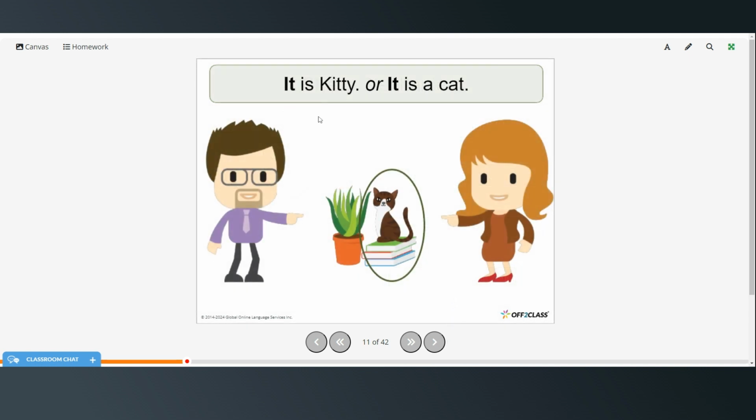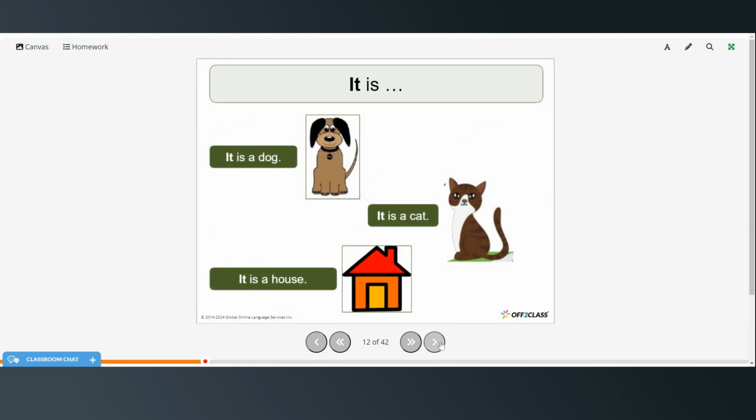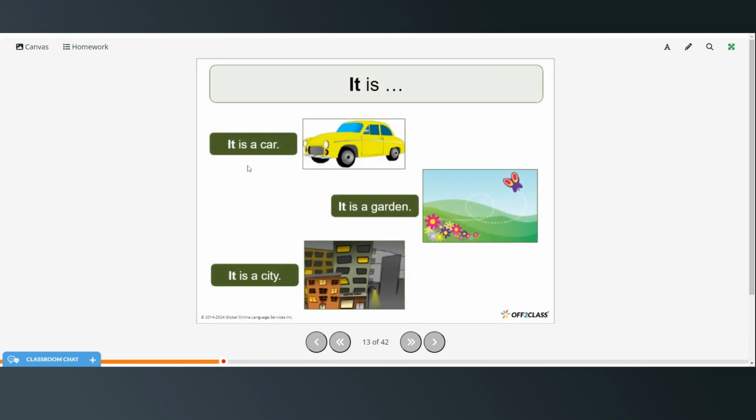And then it. So here, the cat is not a person. So for animals and things, we use it. It is kitty or it is a cat. It is a dog. It is a cat. It is a house. It is a car. It is a garden. It is a city.